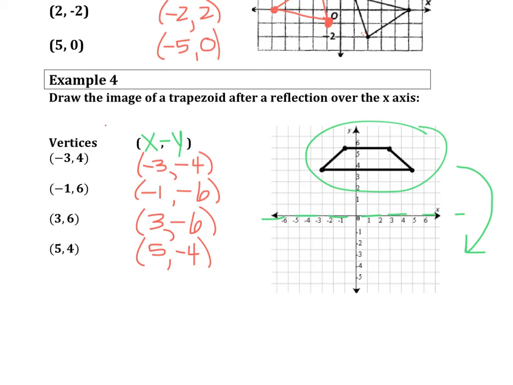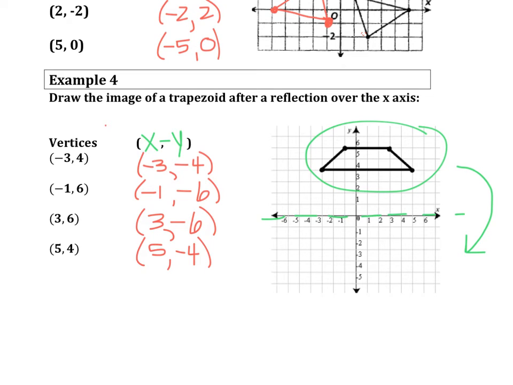Now remember, the image should not change. If all of a sudden you're getting a smiley face, something's wrong. If you get a circle out of this, something's wrong. The image should not change. It should remain the same. It's just going to be in a different spot. All right, so now we're going to start graphing. Like I said, if you get a shape that doesn't look like the original one, something is wrong. Shouldn't be a smiley face, shouldn't be a circle. It should be exactly what the shape looks like.